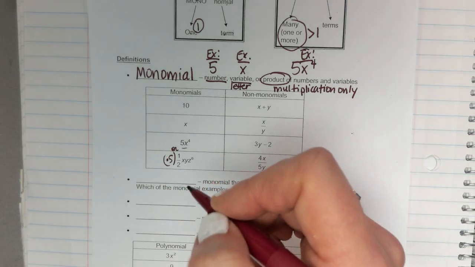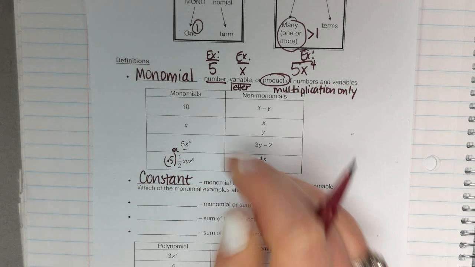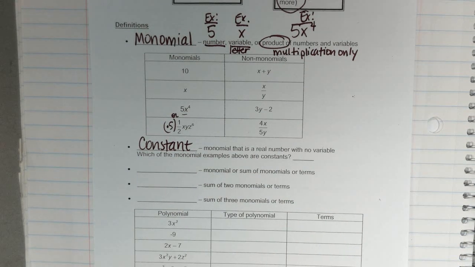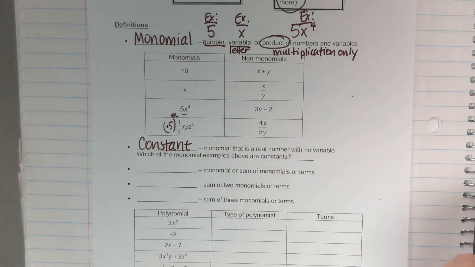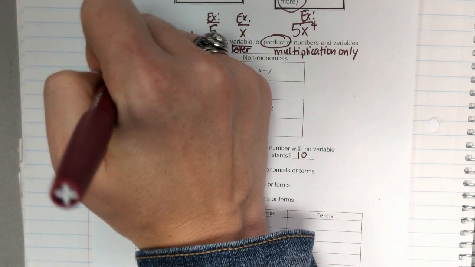So, a constant is a monomial that is a real number with no variable. Which of the monomial examples above are constants? No, it's just a number with no variable. Yes, the 10. This is the constant.